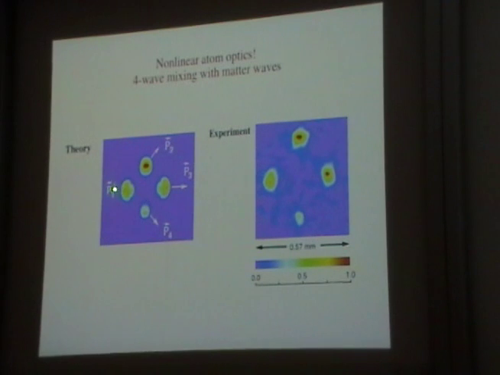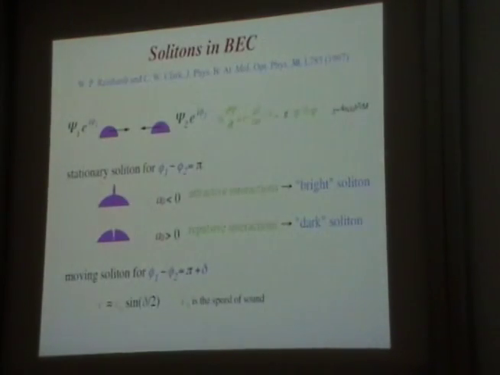So here's a prediction of what we should get from the theoretical calculation based on the Gross-Pitaevskii equation. And here's actually what we observed in the experiment. We saw this fourth matter wave coming out. So this was the first demonstration of nonlinear optics with matter waves. As I mentioned, another thing that might be interesting to look at is solitons, and we actually generated solitons in a BEC.